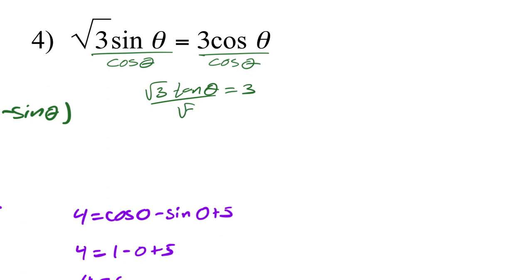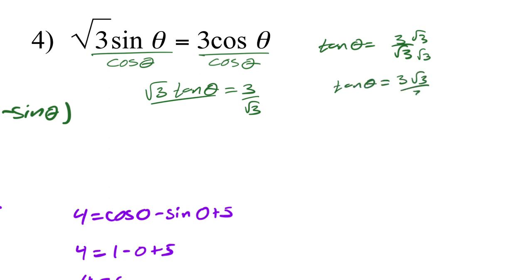Next step here, I can divide by the square root of 3 on both sides, so I can isolate tangent. So I got tangent of theta equals 3 over square root of 3. If I rationalize here, I got tangent of theta equals 3 square root of 3 over 3. So that means that tangent of theta equals just the square root of 3.